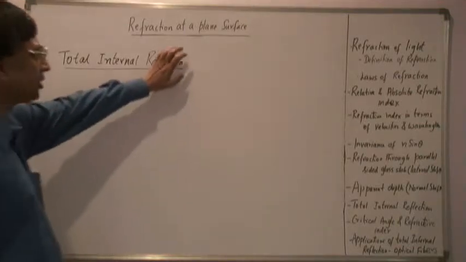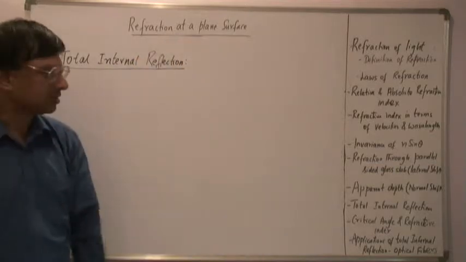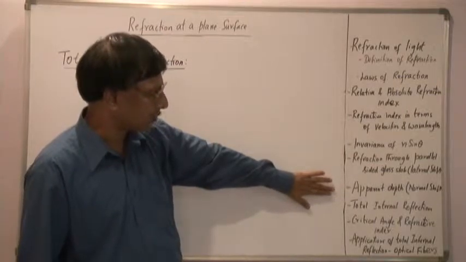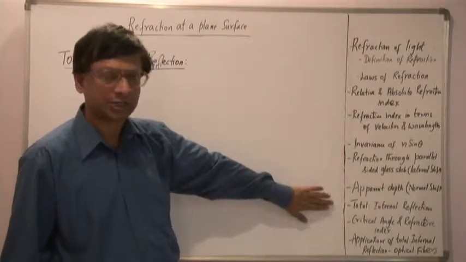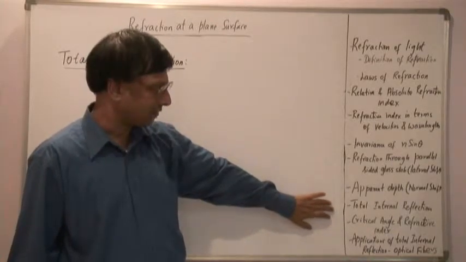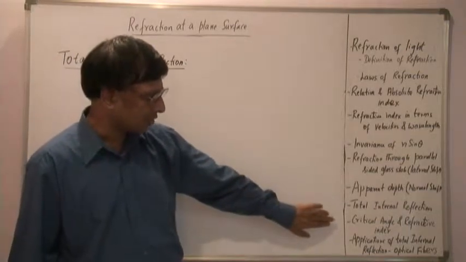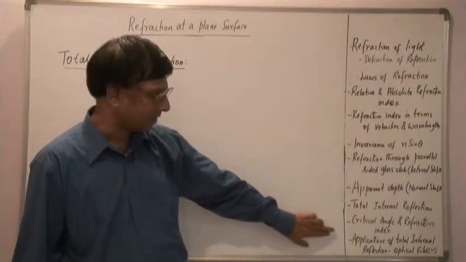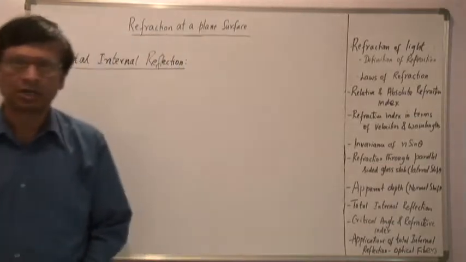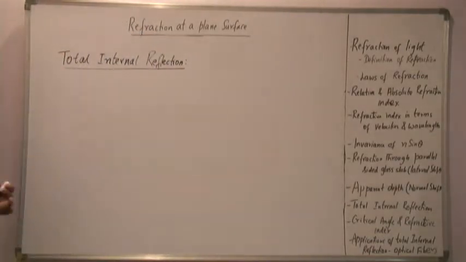We'll continue our discussion on this topic of refraction of light at a plane surface. So far we have looked up to the aspect of normal shift. We'll now continue our discussion from this point onwards. That is, we will be discussing total internal reflection. We'll talk about critical angle and the relationship of critical angle and refractive index, and finally we look at some of the applications of total internal reflection. So we're going to start our discussion with total internal reflection.